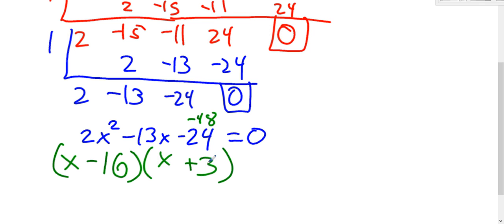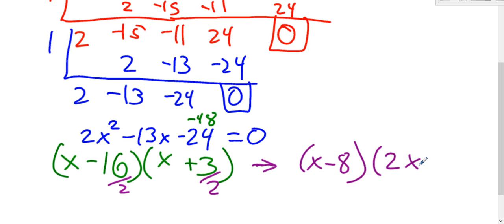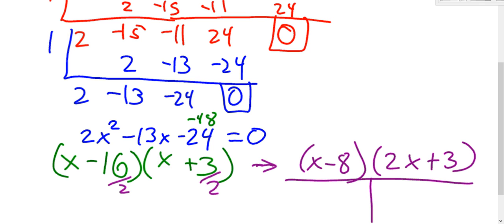So since we were doing the bottoms up trick, 2 in the front, we need to divide by 2. So that reduces to x minus 8. This does not reduce, so it's 2x plus 3. Tee it up, you get x equals 8. And x equals negative 3 over 2.